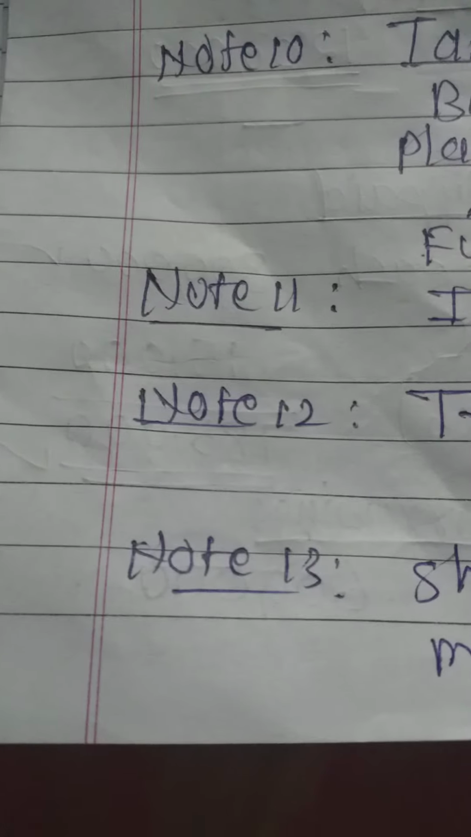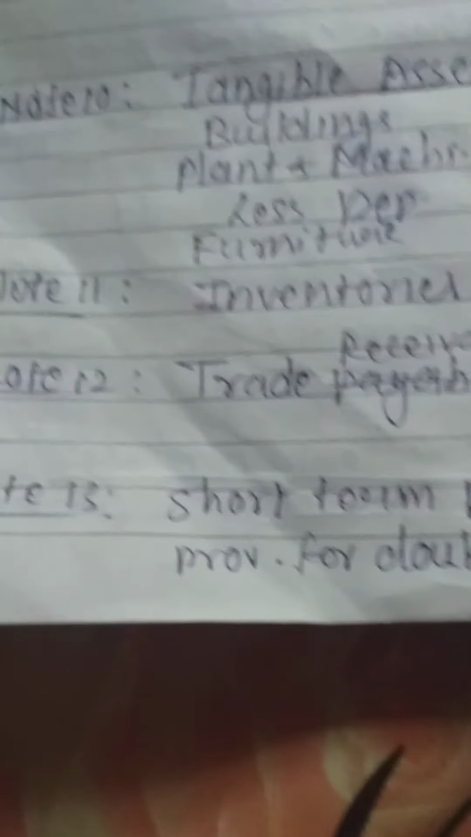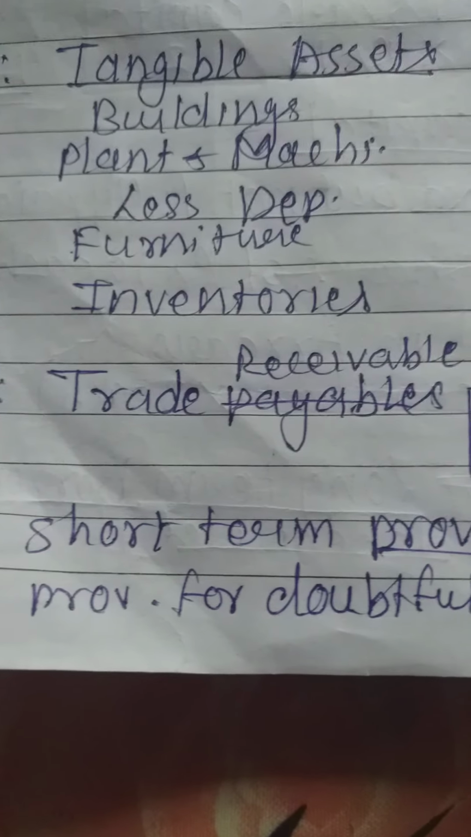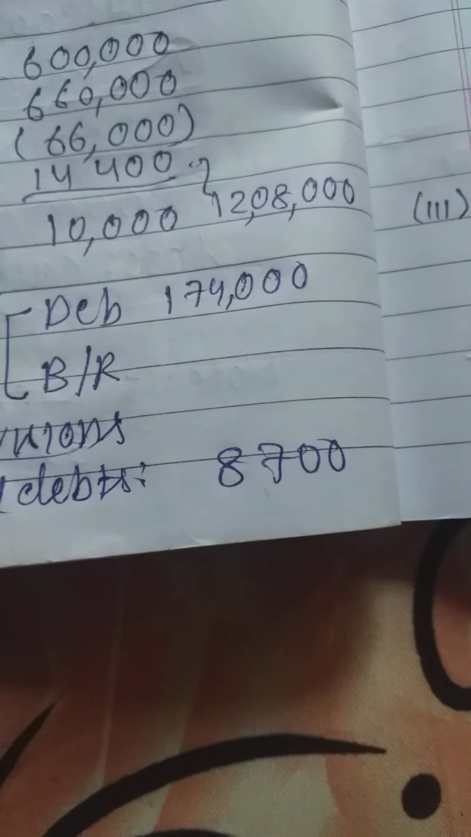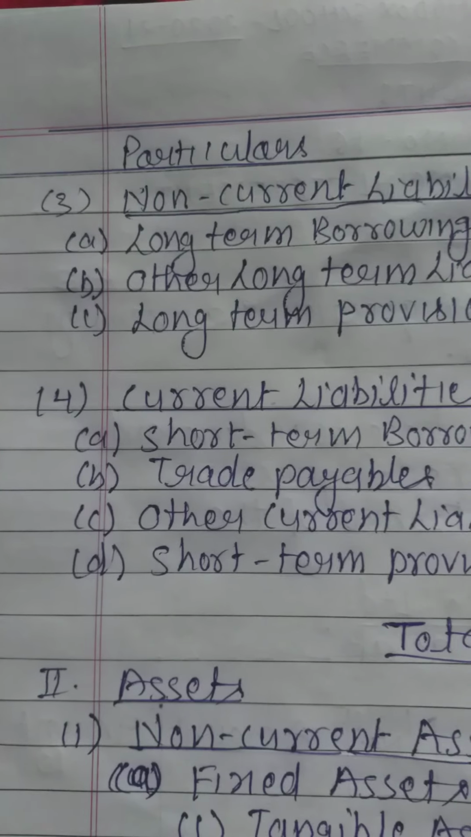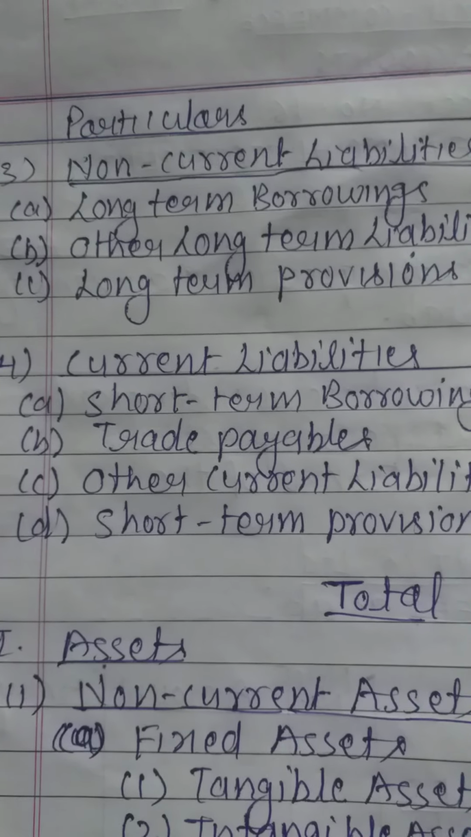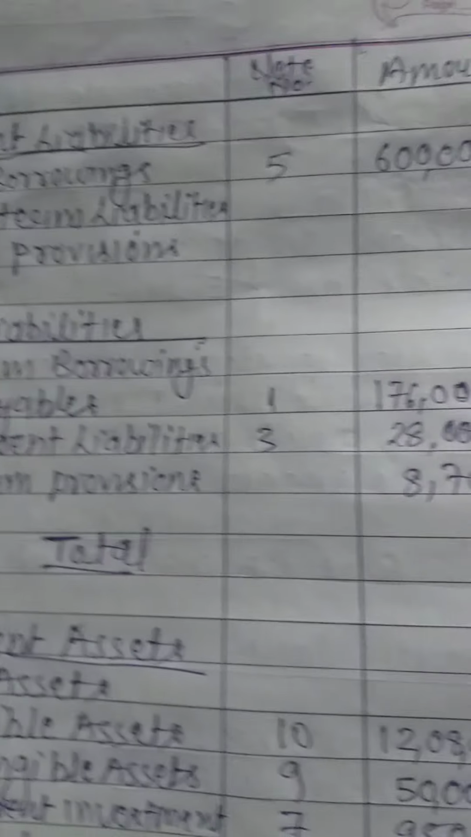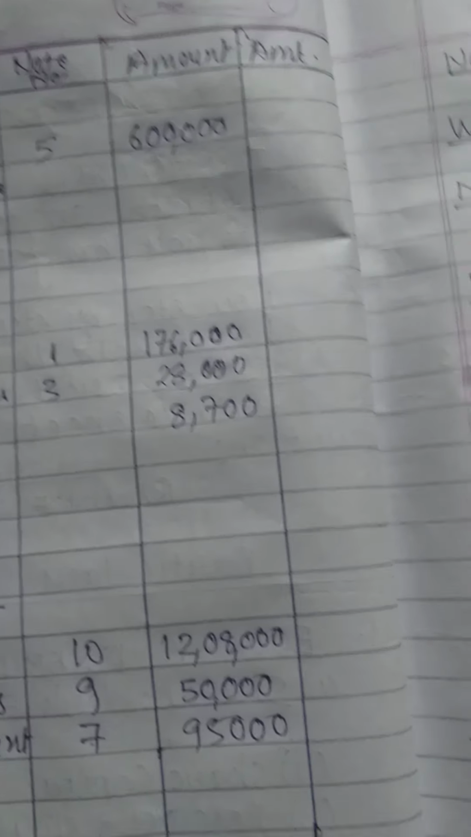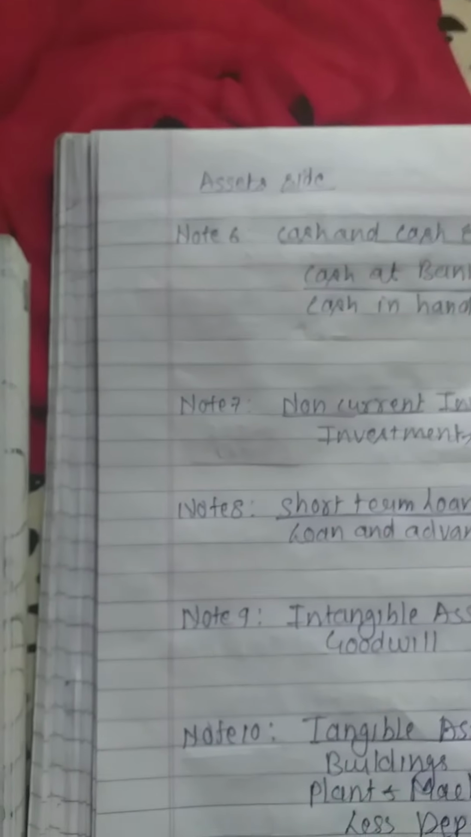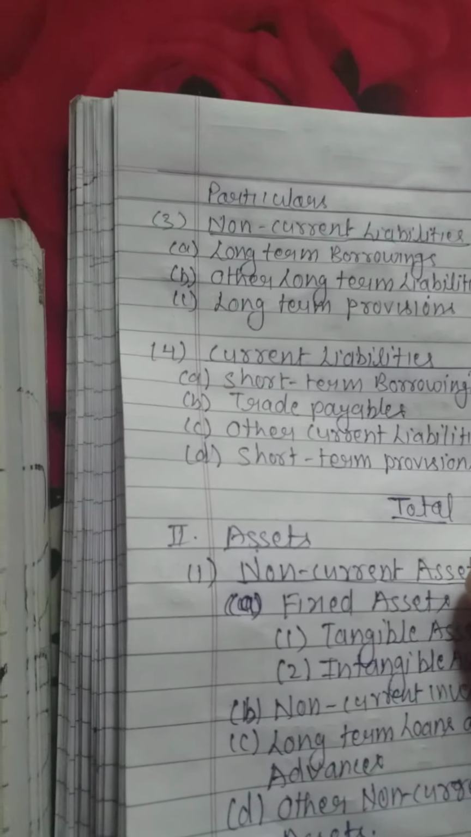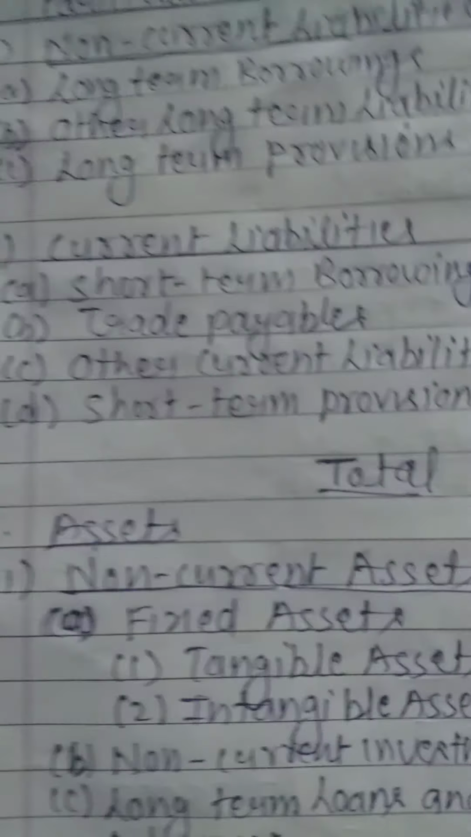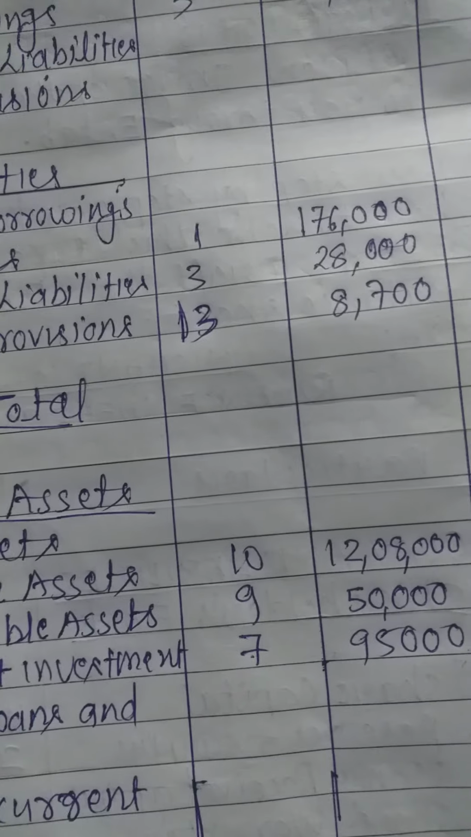Then the final heading, that is note number 13, short term provisions. Under this only one thing is given to you, provision for doubtful debts, amount is 8,700. So this will be a part of current liabilities, the fourth main heading of the liability side. Just see the last one, subheading D, short term provisions. So in front of that you have to write the amount 8,700 and it is there through note number 13. So you have to mention note number 13 in front of this short term provisions.